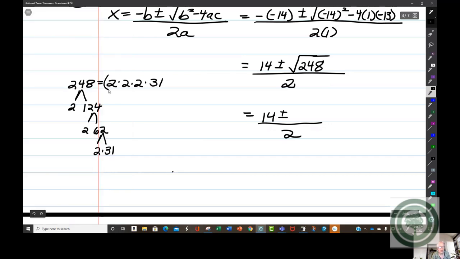Okay, well, 2 times 2 is a perfect square. There are two of them after all. So we can make this equal 4 times 62. That's what I'm going to do. The square root of 4 times 62, which will be 14 plus or minus the square root of 4 times the square root of 62 all over 2.